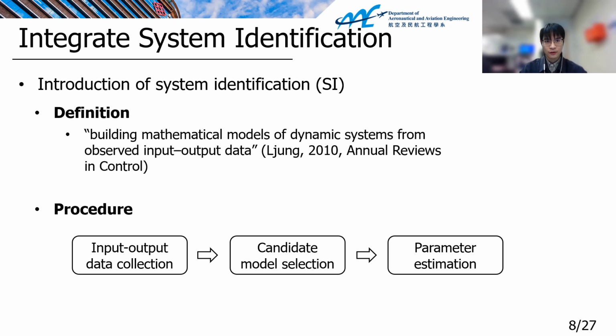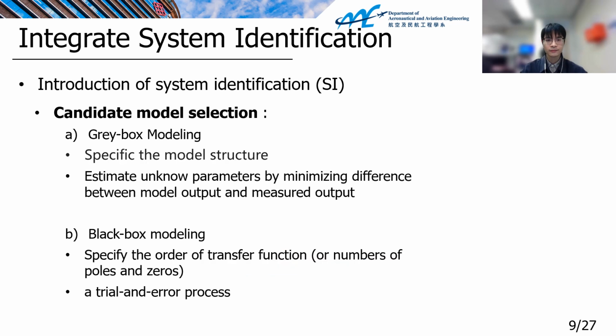Now, we will focus more on the candidate model selection. In candidate model selection, there are usually two methods. One is gray box modeling, another is black box modeling. In gray box modeling, we need to specify the model structure and then estimate the unknown parameters by minimizing the difference between model output and the measured output.